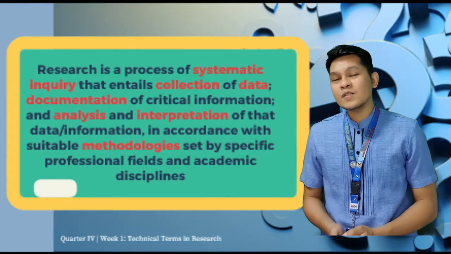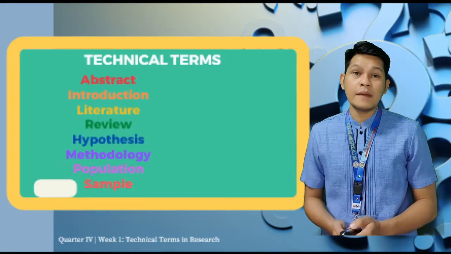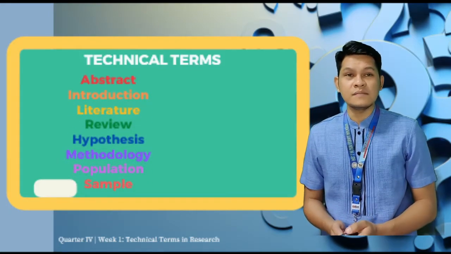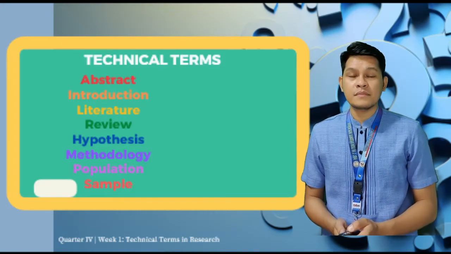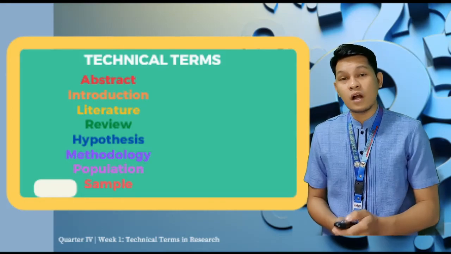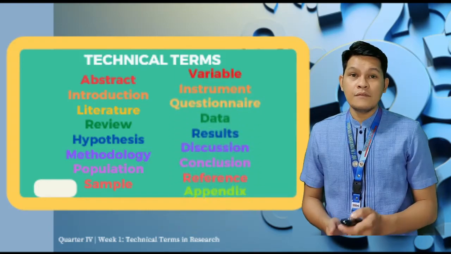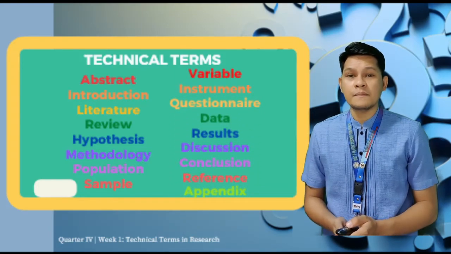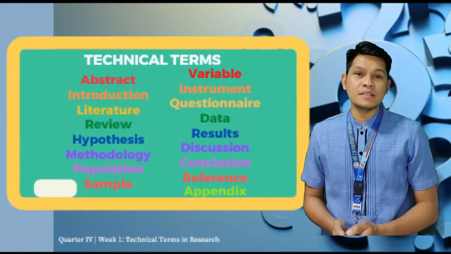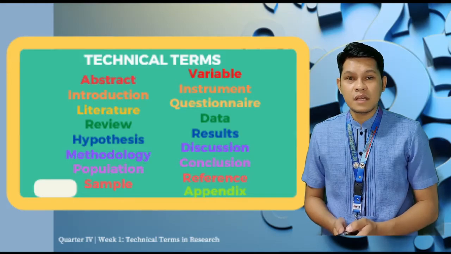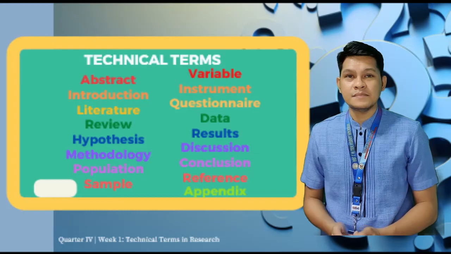What are the technical terms that are commonly used in research? We have abstract, introduction, literature review or review of related literature, hypothesis, methodology, population, sample, variable, instrument, questionnaire, data, results, discussion, conclusion, reference, and appendix.